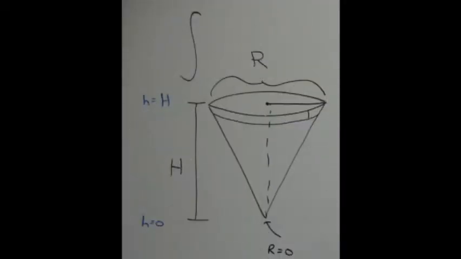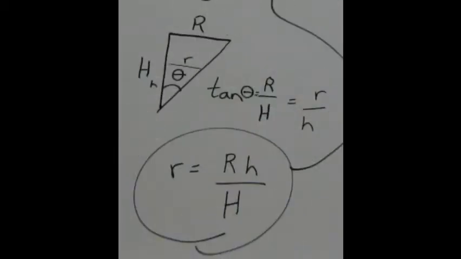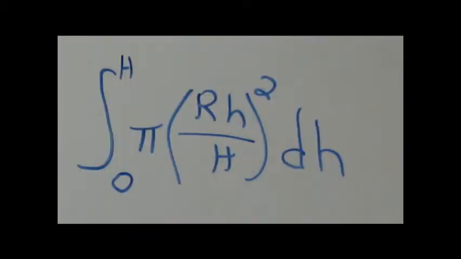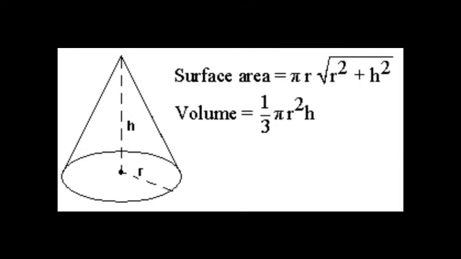To review, we started the problem by making a diagram and determining how to best slice the volume to set up the integral. The general formula for a volume is the area times the height. The formula for area in this case was that for a circle. We returned to the diagram to solve for r in terms of h. We made the substitution and determined the limits of the integration. And finally, we integrated to find the volume of the cone. If you were to look up the formula for the volume of a cone in terms of r and h, you would find this equation.